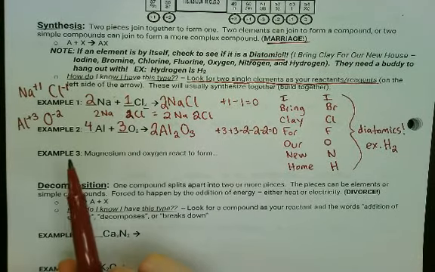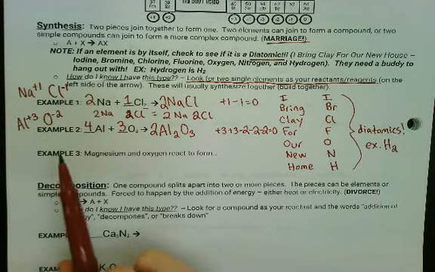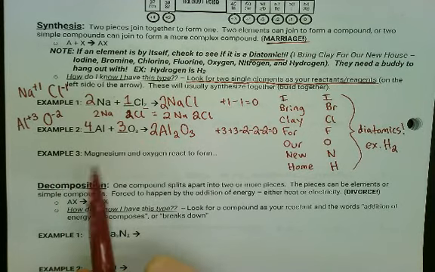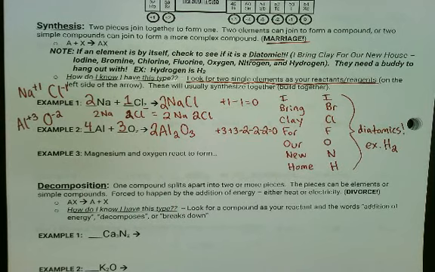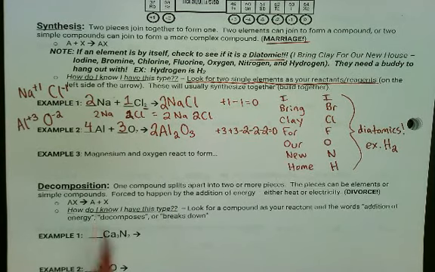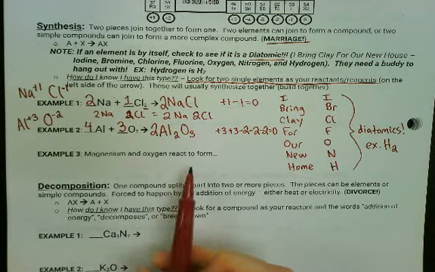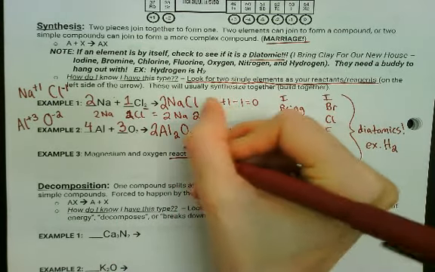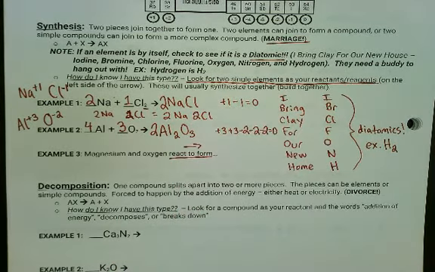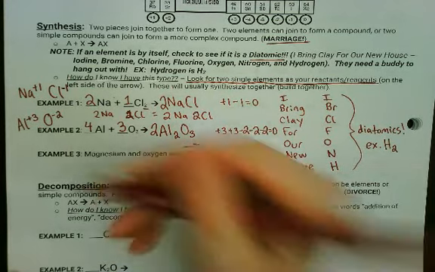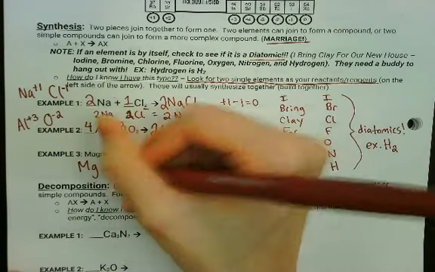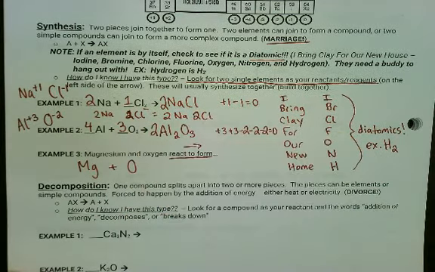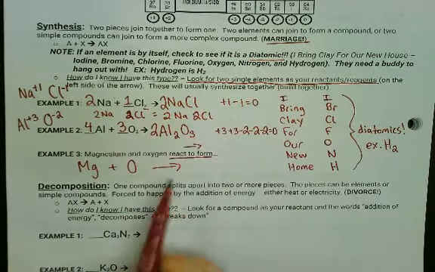And finally, the third example we're going to do for synthesis before we move on to decomposition is this word equation here. So this one's a little bit different. We are given our elements written out. We're told that magnesium and oxygen react to form. If y'all will remember, react to form means I'm going to have to draw a yield arrow. I have magnesium and oxygen that are going to react to form.